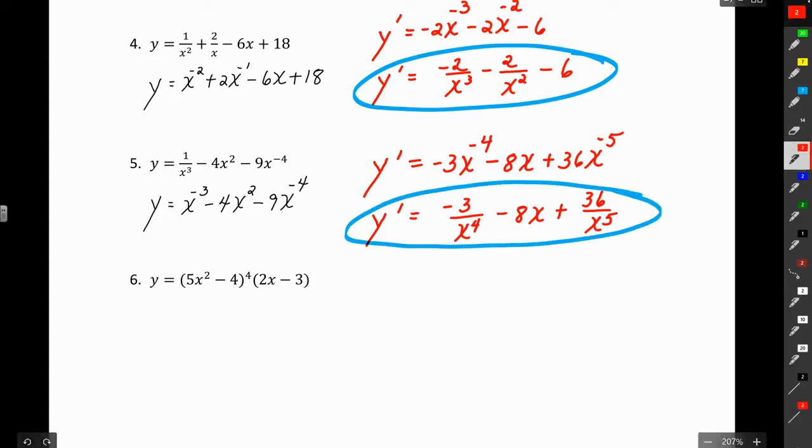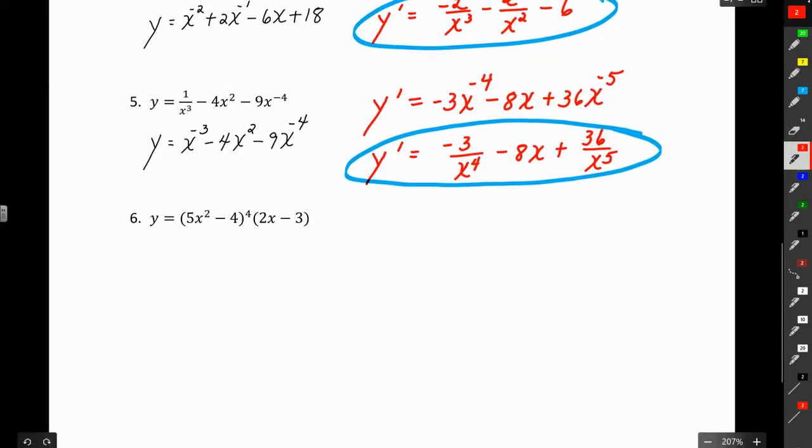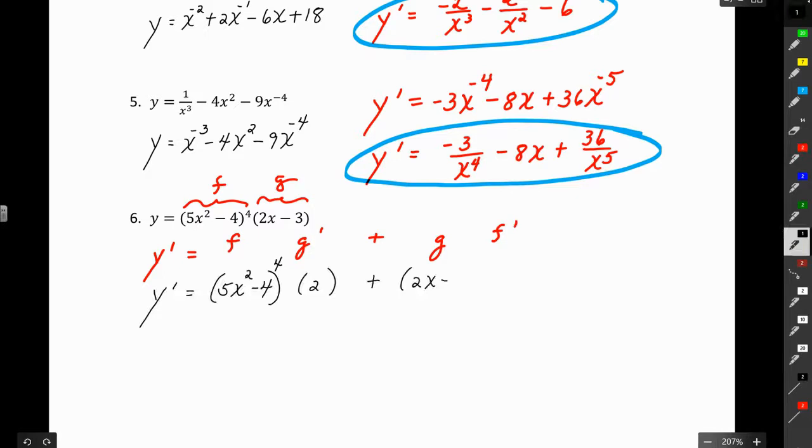All right, number 6, we have the product, so I'm going to use the product rule. We have f, we have g, and I always recommend writing it out. So y prime is going to equal f g prime plus g f prime. And then just be careful, for the derivative of f, we'll need to use the chain rule. So we have the derivative of the outside times the derivative of the inside.